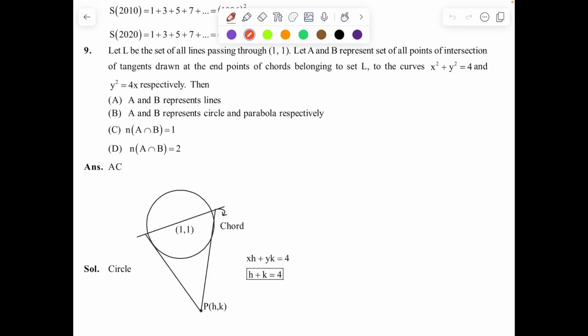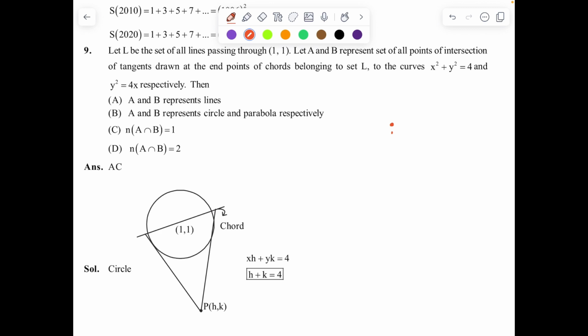Let L be the set of all lines passing through (1, 1), and A and B represent the set of all points of intersection of tangents at the endpoints of chords belonging to set L to the curves circle and parabola. Then we need to define the sets A and B and what they represent. Now this is quite a standard problem and you can see clearly the solution on the screen.